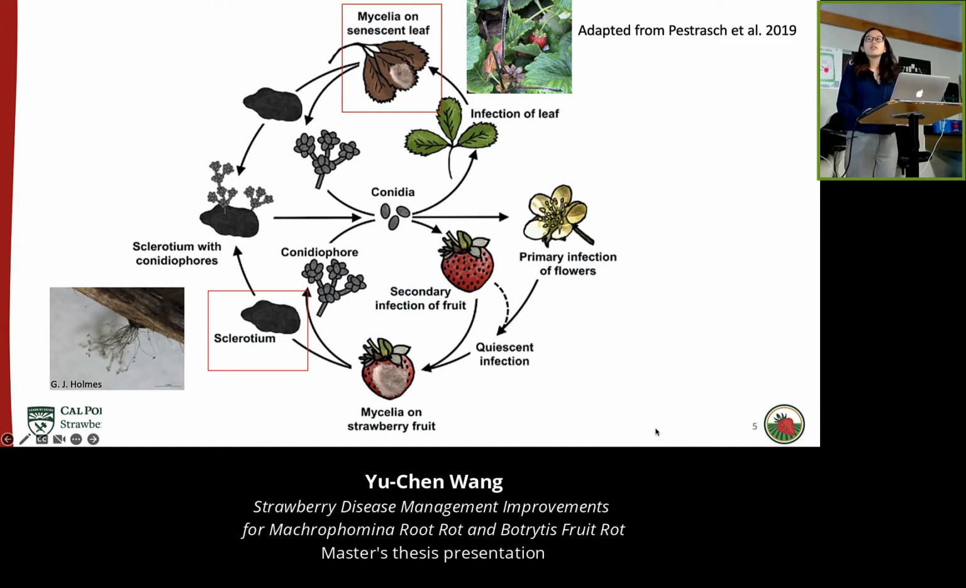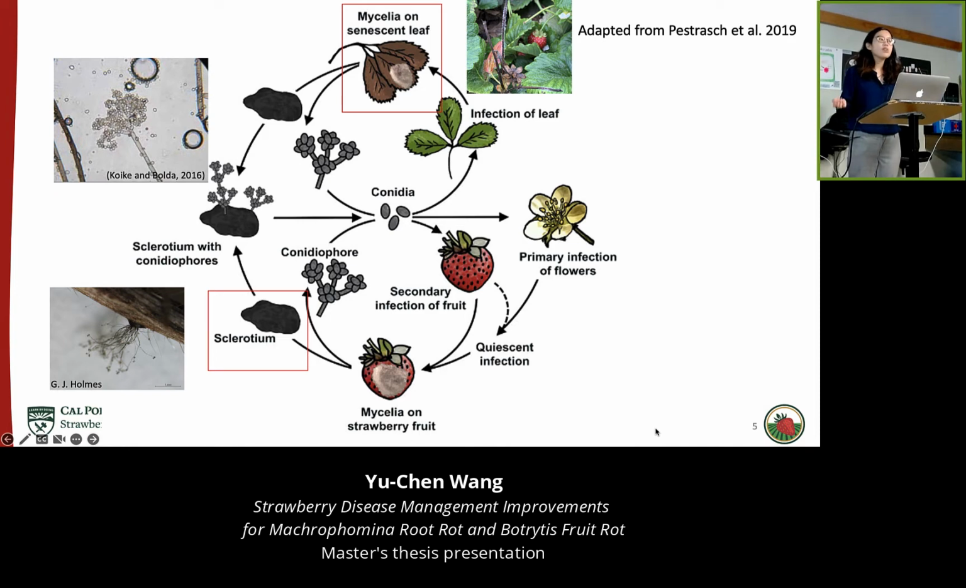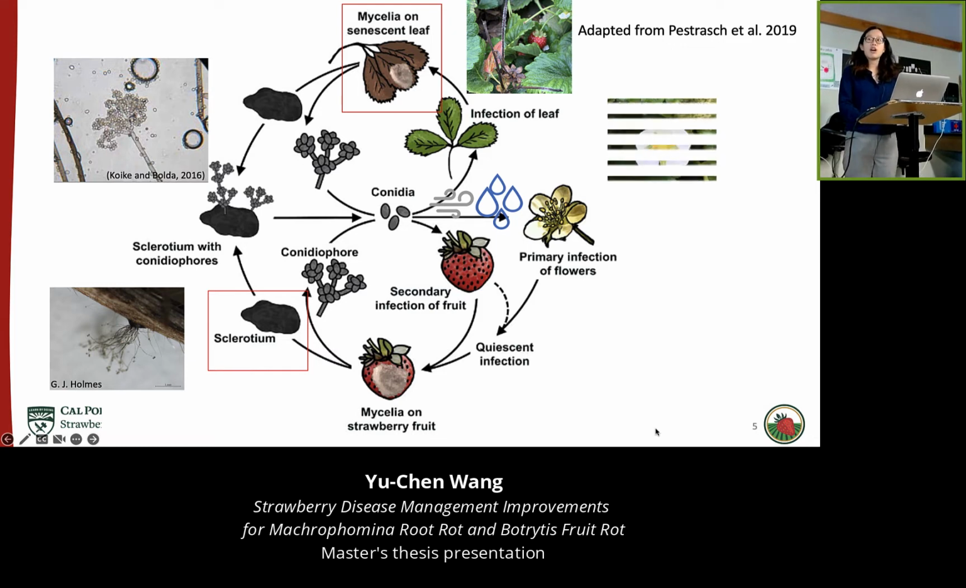When the environment provides enough moisture for the pathogen to grow out, the sclerotia germinate and produce a large amount of spores. These spores could be dispersed by wind, splashing of water, or other human activity. And strawberry flowers are very susceptible to Botrytis fruit rot.